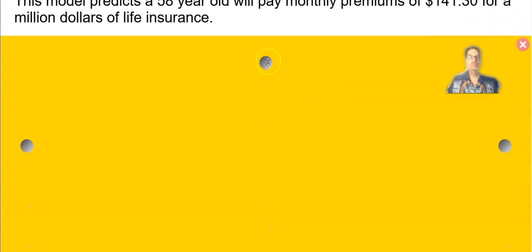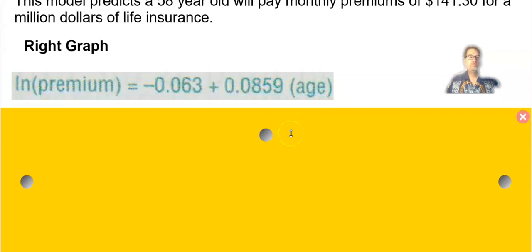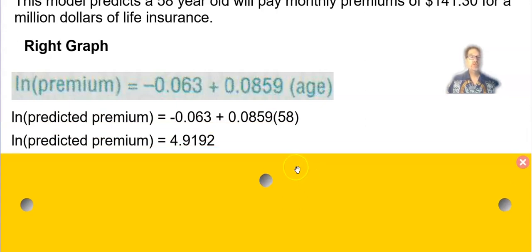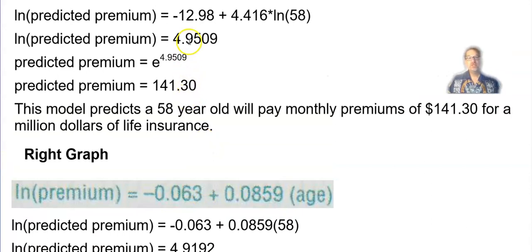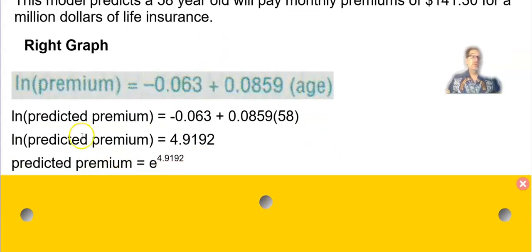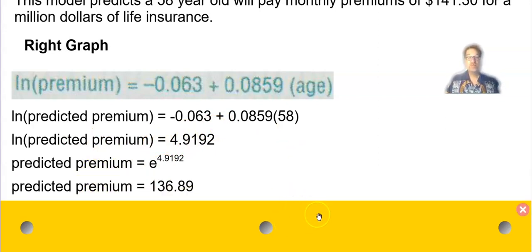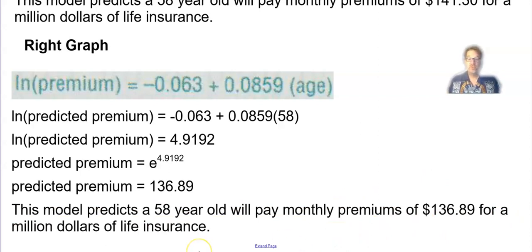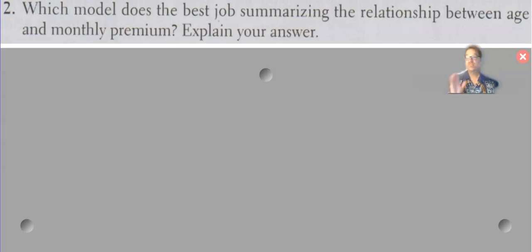And then my last one, graph 3, or the right graph, I just took the natural log of Y, the premium. So when I plug it in, notice this natural log of 4.9192 is just a little different. This is 9509, 9192. They're a little different. The model's a little different. So I take e raised to this power, and that's going to give me my premium. So this gives me a predicted premium of $136.89. So this model predicts a 58-year-old will pay monthly premiums of $136.89 for $1 million of life insurance. That's term life insurance. At the end of 10 years, it would expire, and I'd have to do it all again. Now, the next question says, which of those does the best job of summarizing it?